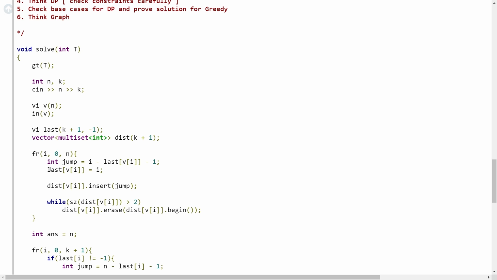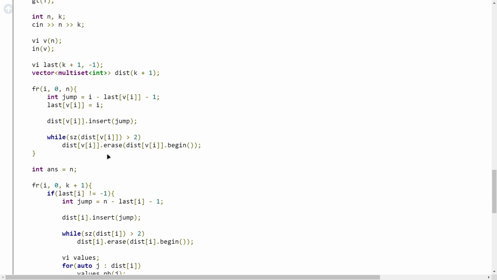Now I can just update last of v of I with I here, and I can insert this jump value in the distance vector. So distance of v of I dot insert this particular value jump. Since I only want the greatest two elements, I can start removing elements from this distance vector if the size is greater than 2 for any v of I. So while this size is greater than 2, I can remove the element present at the first position. The first position will be the smallest. Since I want the greatest 2, I can start removing from the smallest positions.